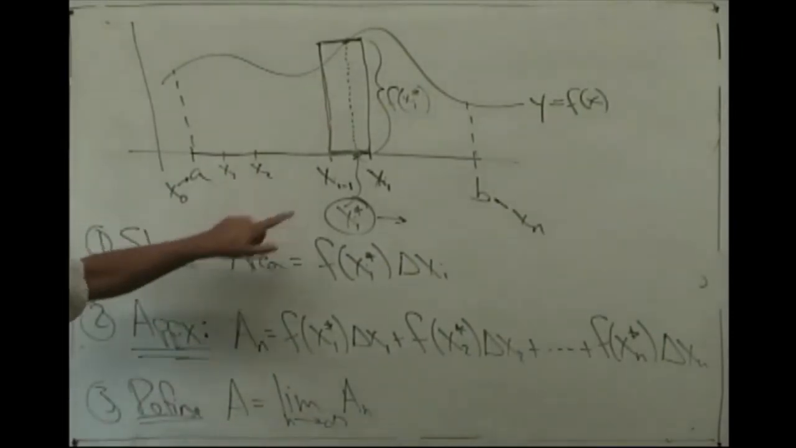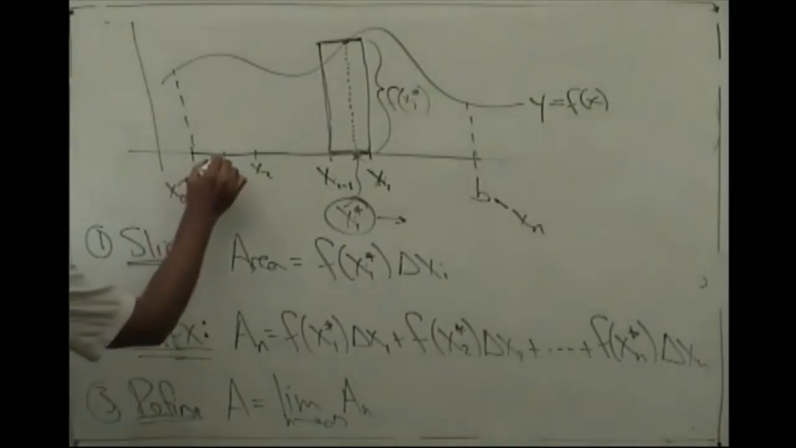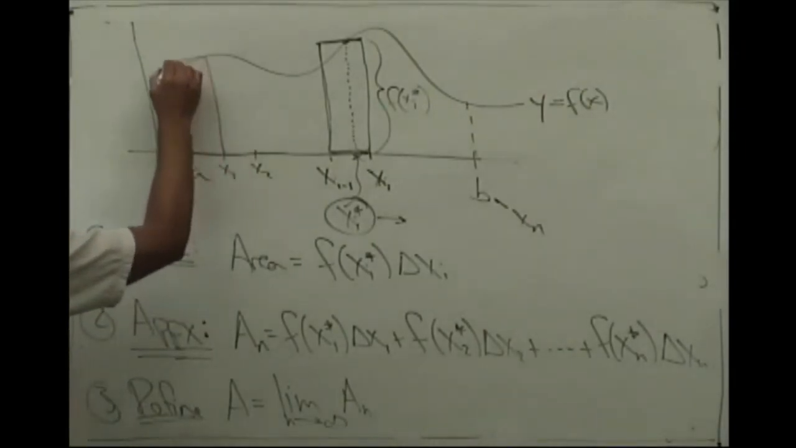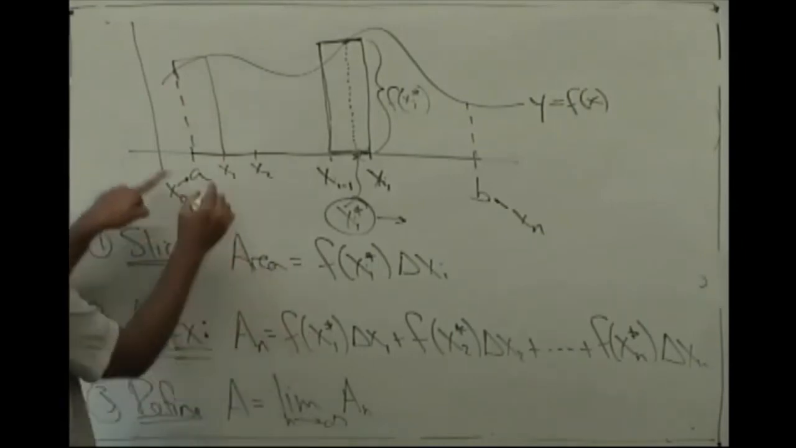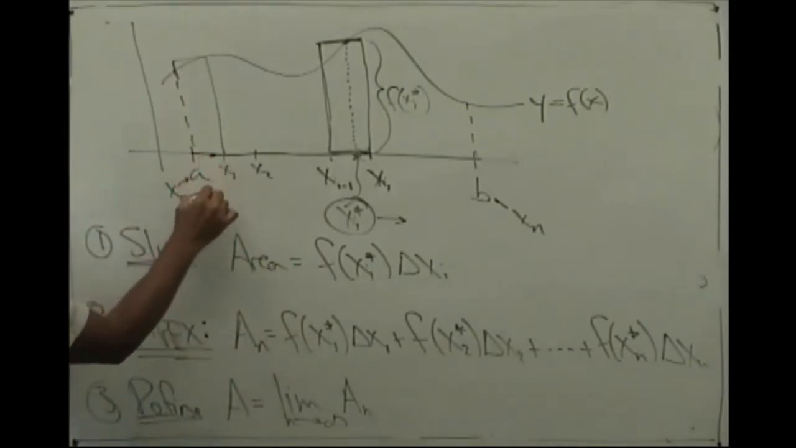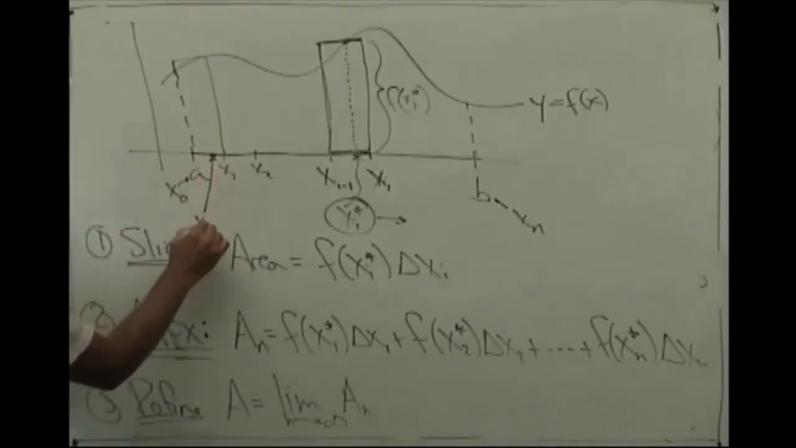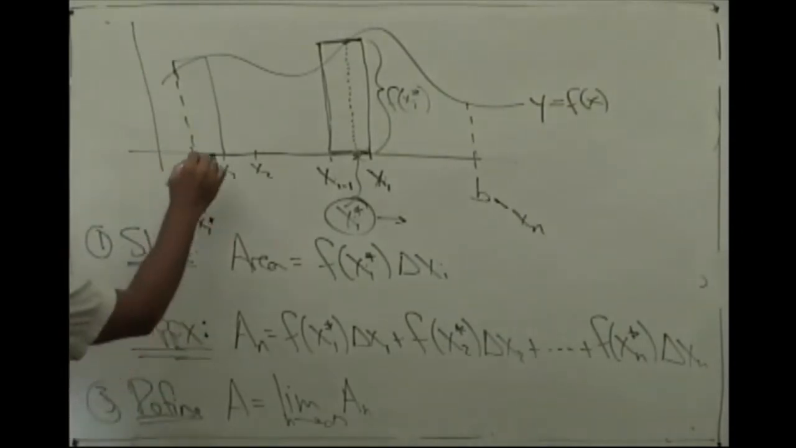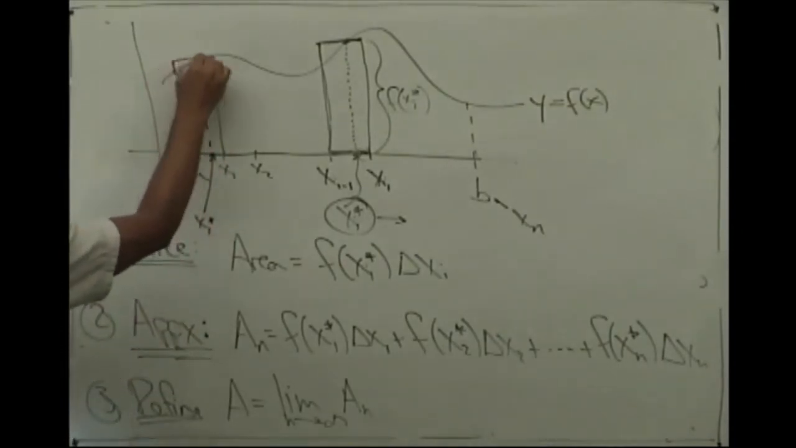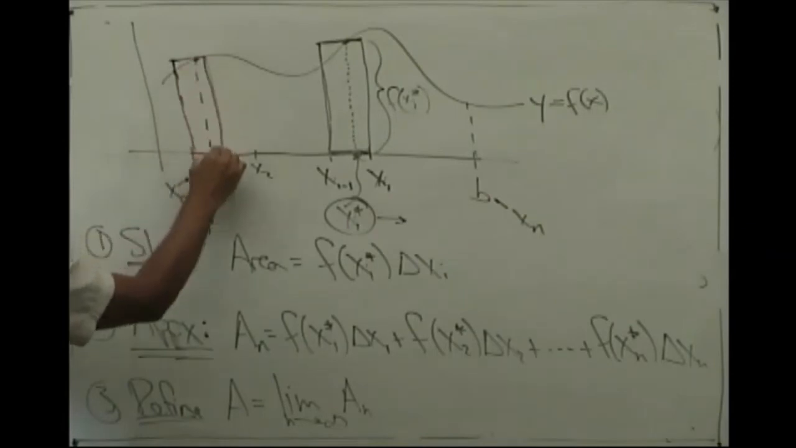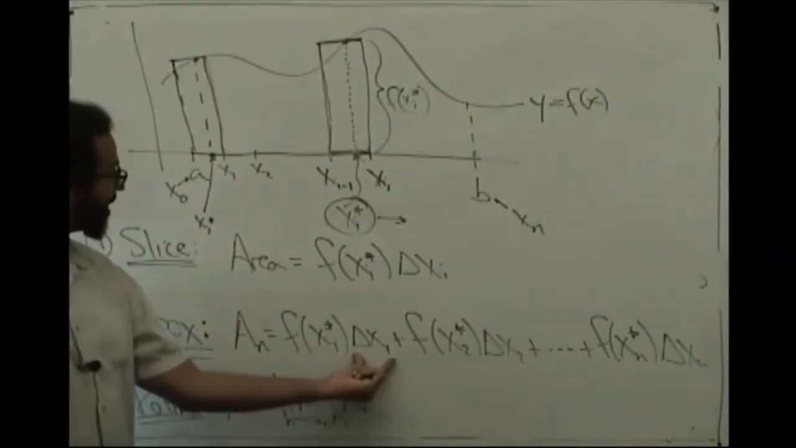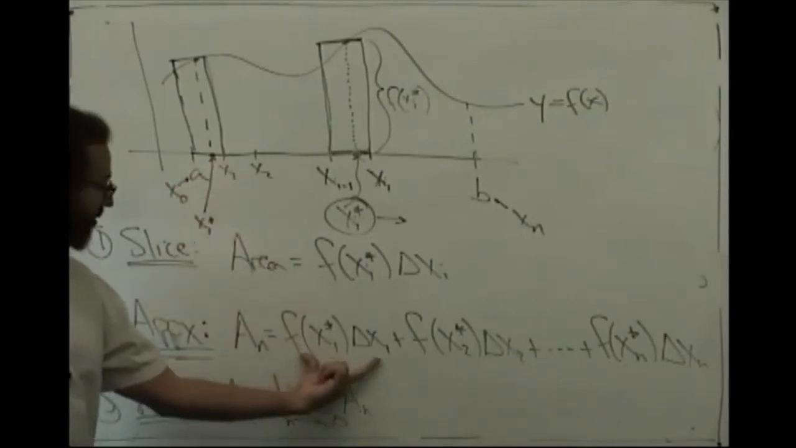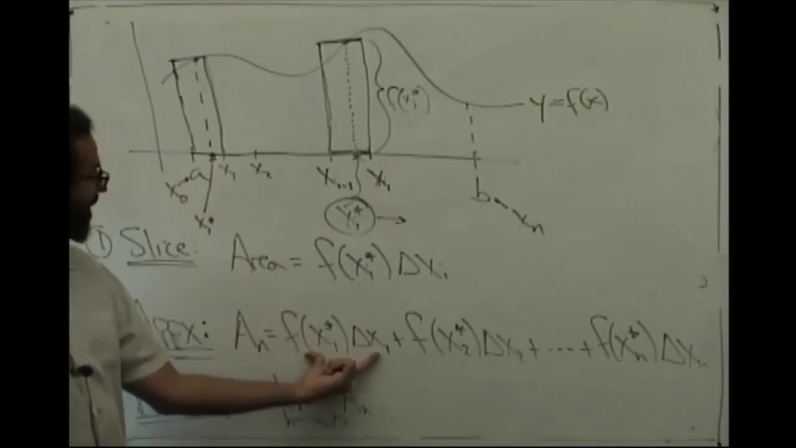Now to approximate, we do the same thing. So here's the first rectangle. Choose some sample point, call it x1 star, in here. Plug that into the function. That's going to determine the height of the first rectangle. So that's the height of the first rectangle times the width of the first rectangle. So there's the area of the first rectangle.